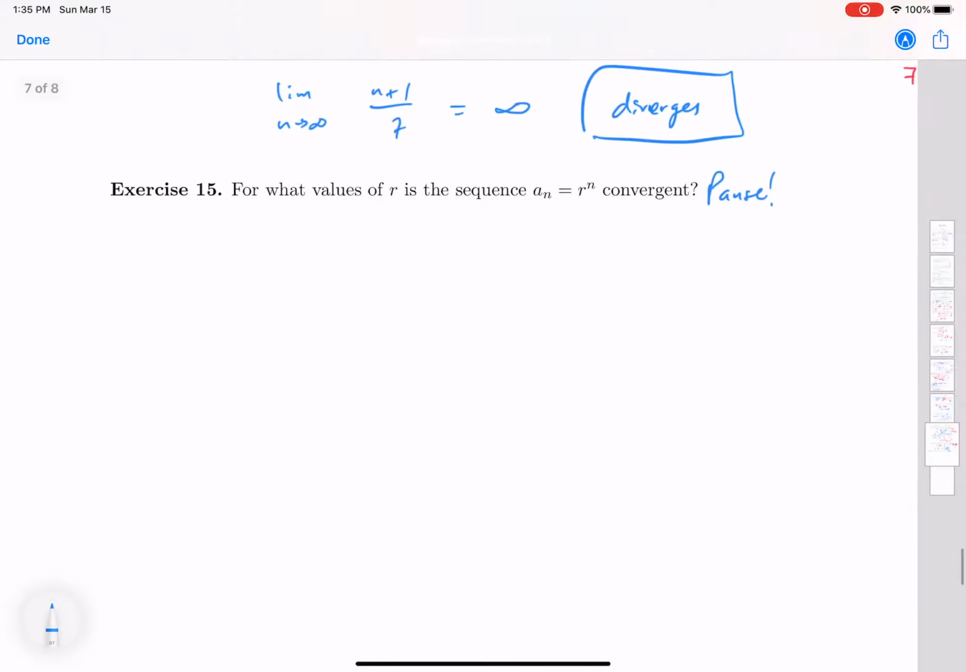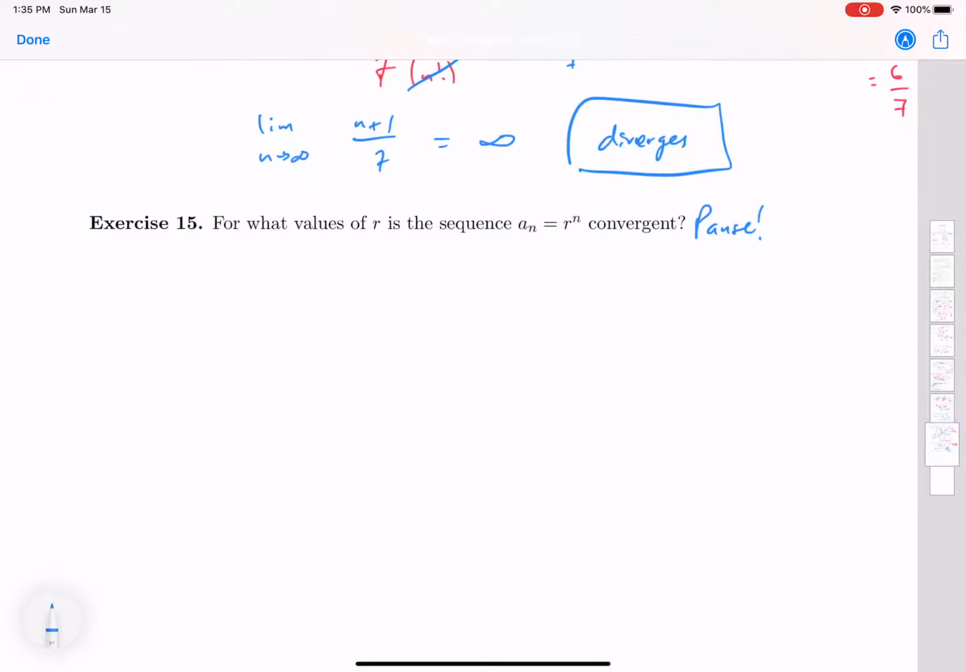Okay, so I'm going to start by just trying some numbers. So suppose r equals 2. Well, then my sequence is 2 to the n. And that seems like it's probably going to diverge. And it does. You get 2, then 4, then 8, then 16, then 32. Each time you're going to be multiplying by 2 when you increase n. So that totally diverges. And it's pretty easy to see that any r value bigger than 2 is also going to diverge.